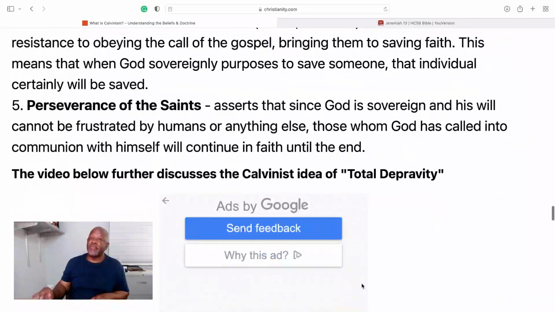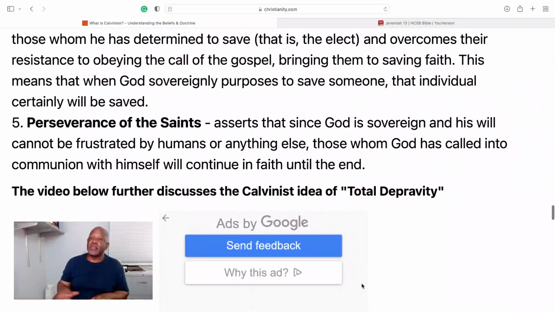Okay. Number 5. Perseverance of the saints. It asserts that since God is sovereign and his will cannot be frustrated by humans or anything, those whom God has called into communion with himself will continue in faith until the end. I think this is one of the most silly statements, because if he's already chosen you, as they say, what's the faith part?